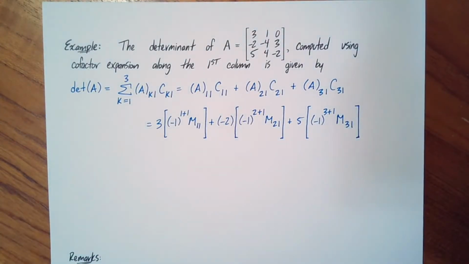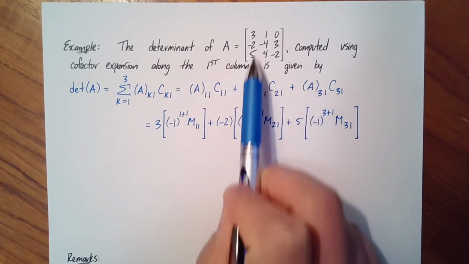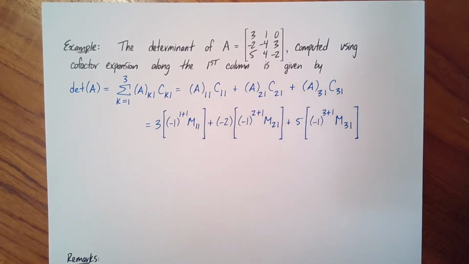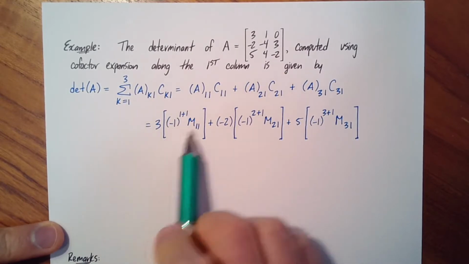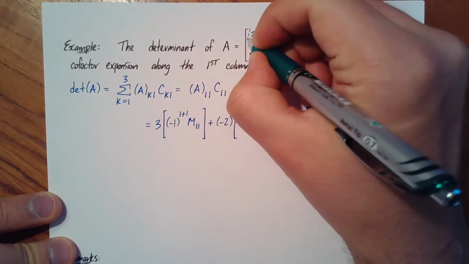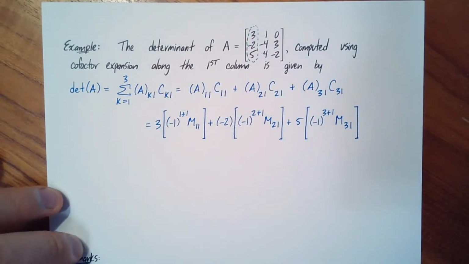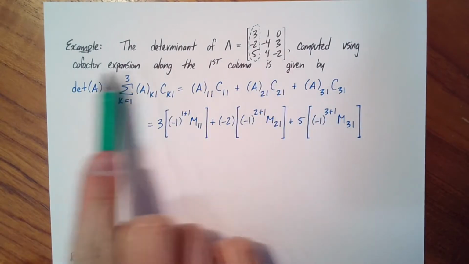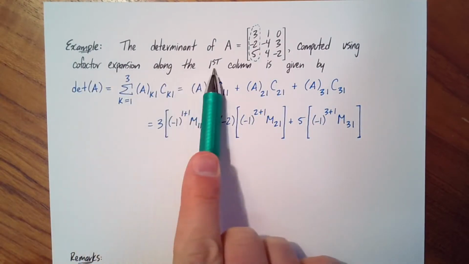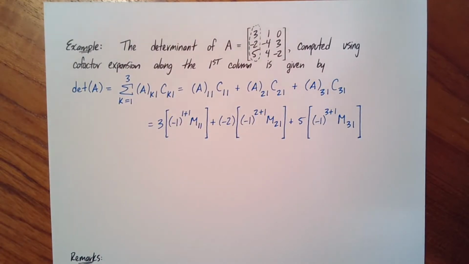So now all we've done is replace all of these 3 entries with the actual numbers from the matrix. Notice that the coefficients of these big blocks, I've got 3, negative 2, and 5. That's exactly the entries in the first column there, right? Which makes sense. We're using cofactor expansion along the first column. Okay, and then what else do we have? Well, what else can we simplify?